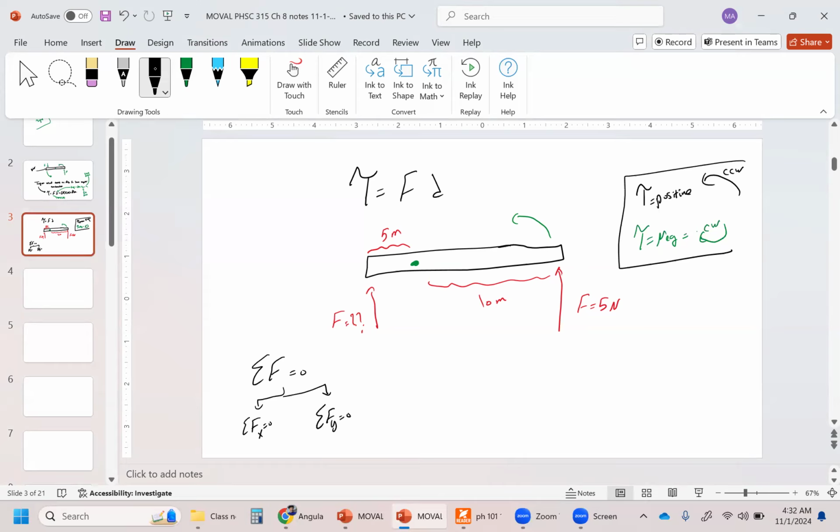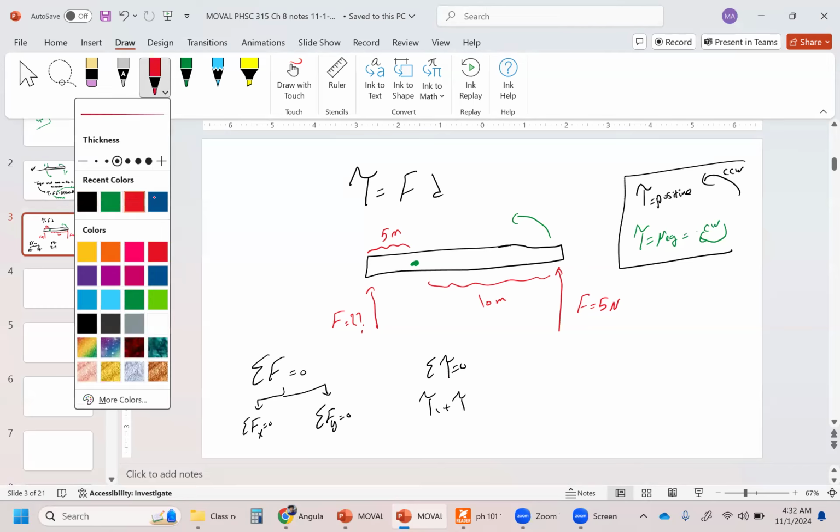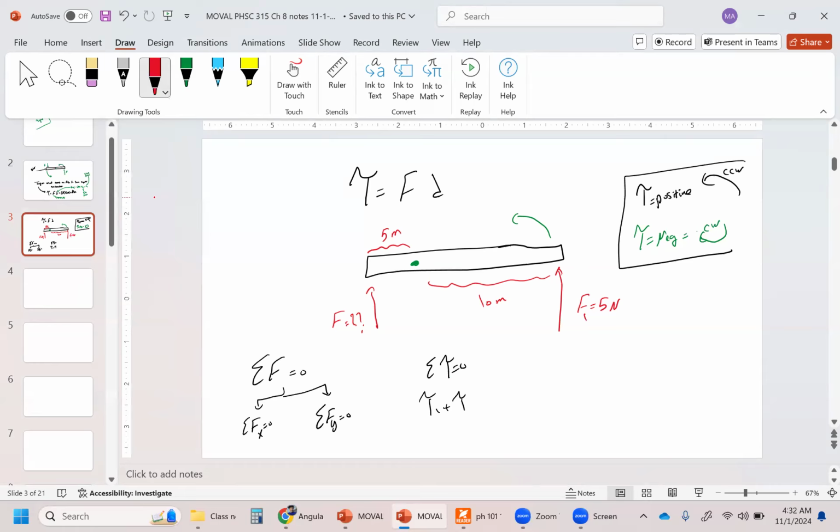All right, which means that all our torques have to equal zero. Now we have two torques, one and two, which means that your net torque is going to be torque one plus torque two. Let's say this is defined as F1, and this is defined as F2. So the distance one.